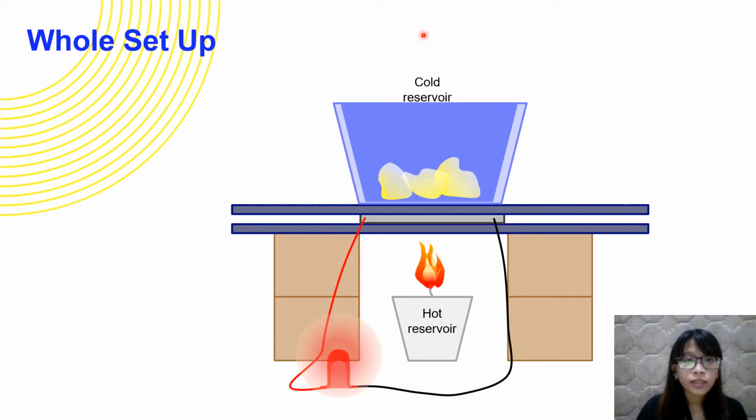And then the next step is to connect the last two cables, the alligator cables, and connect them to the LED lamp. And then below the bottom plate, I have to put the heat source, which is a candle, and on the top I have to put the ice as the cold reservoir. This is to create a temperature difference.